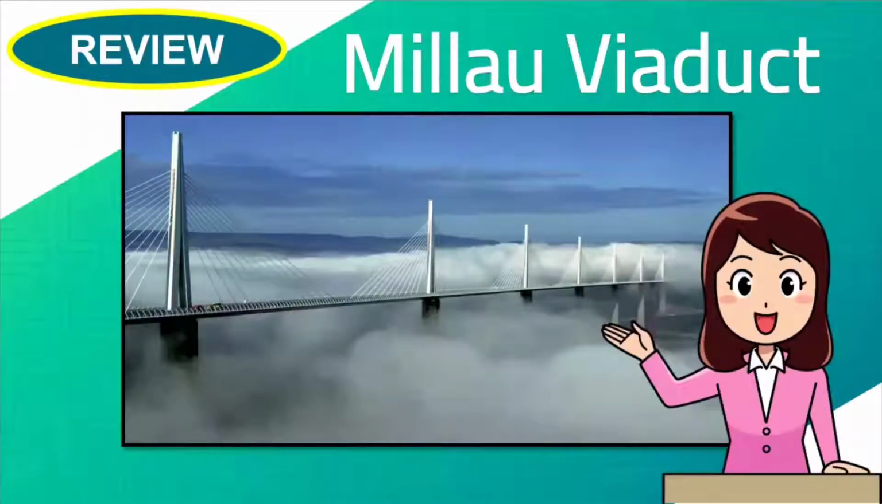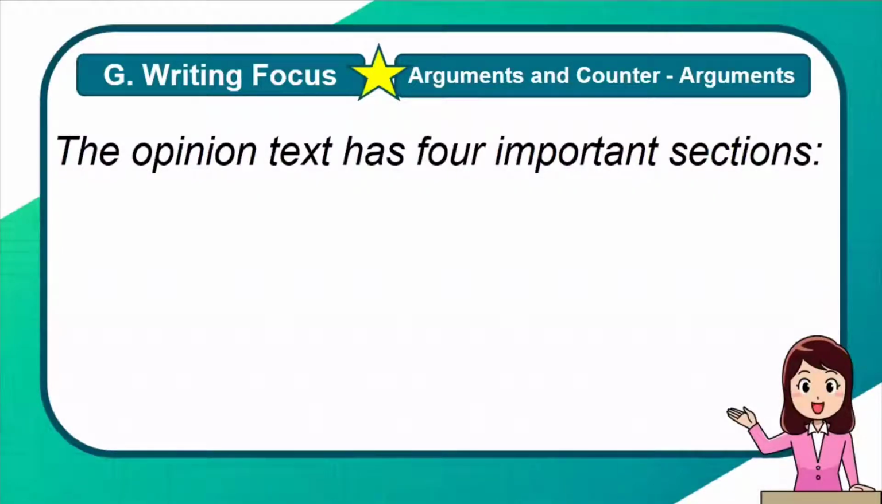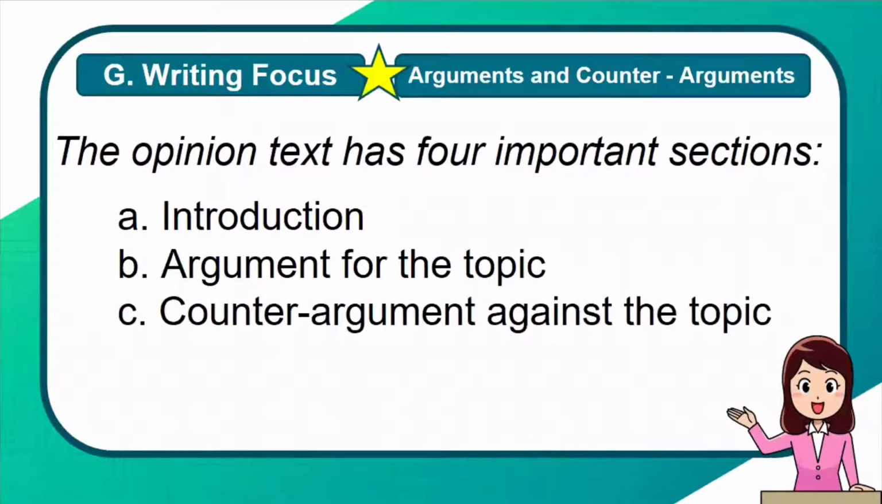So last time we read about the Millau Viaduct. This is a bridge in southern France, right? Opened in December 2004. And this reading is an example of an opinion text. So who can recall what we mean by opinion text? We say here the opinion text has 4 important sections, and these are the introduction, argument for the topic, counter argument against the topic, and conclusion.